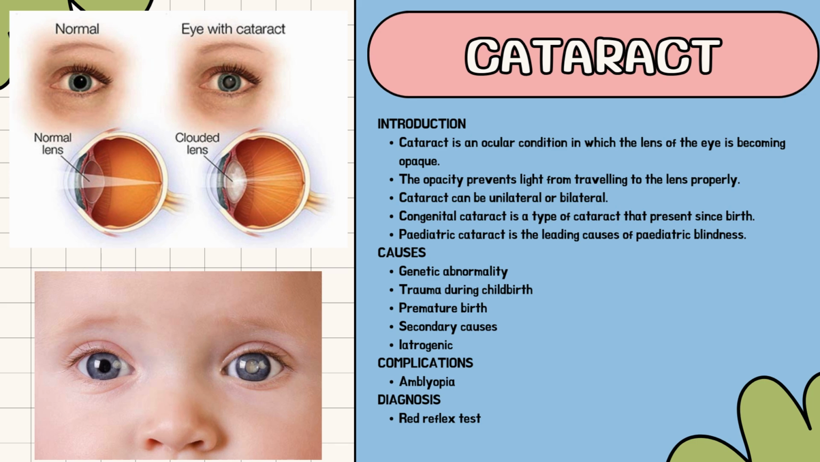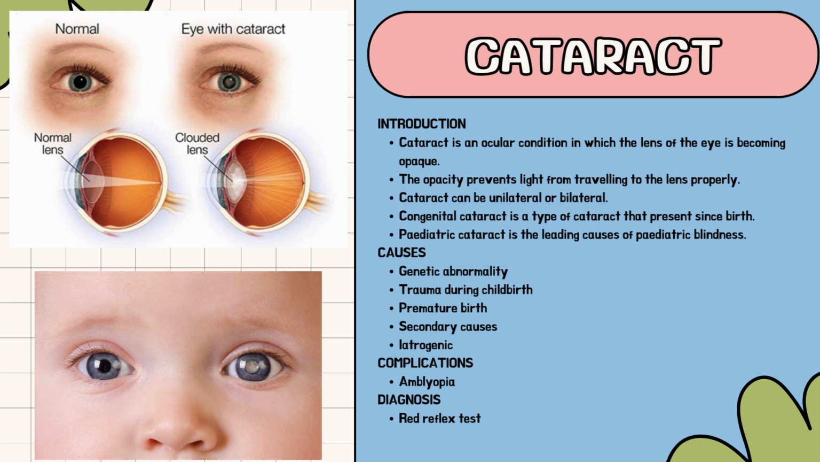Next, I'm going to talk about a disease regarding the eye in children, which is the cataract. It is normally rare to occur in children. Cataract is an ocular condition in which the lens of the eye is becoming opaque or cloudy. The opacity prevents lights from traveling to the lens properly, and it can be unilateral or bilateral, which means it can affect either one eye or both of the eyes.